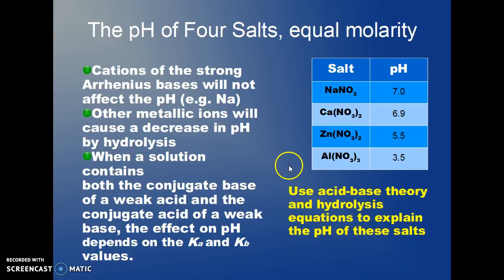Now, just in passing, when a solution contains both a conjugate base of a weak acid and the conjugate acid of a weak base, there will be an effect on pH, but it depends on the Ka and Kb values of those species. You will not have to do any calculations for that in most courses. Remember, in the tug of war between acids and bases, the strong guy wins.